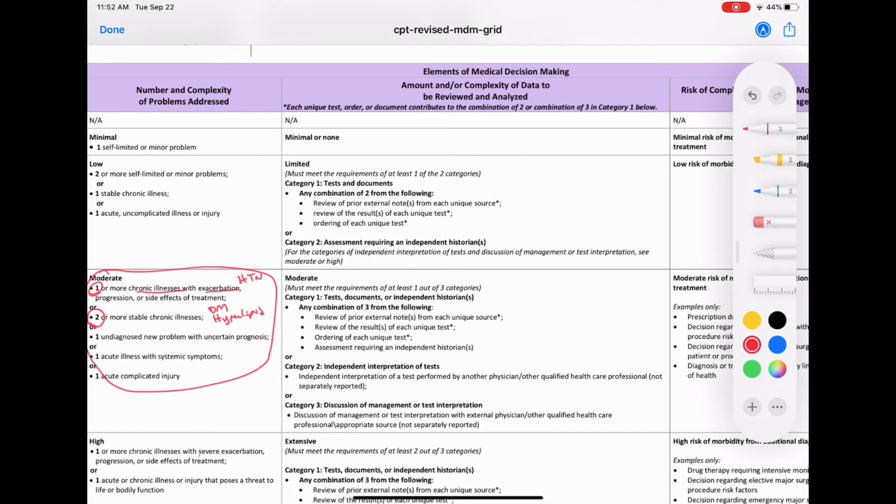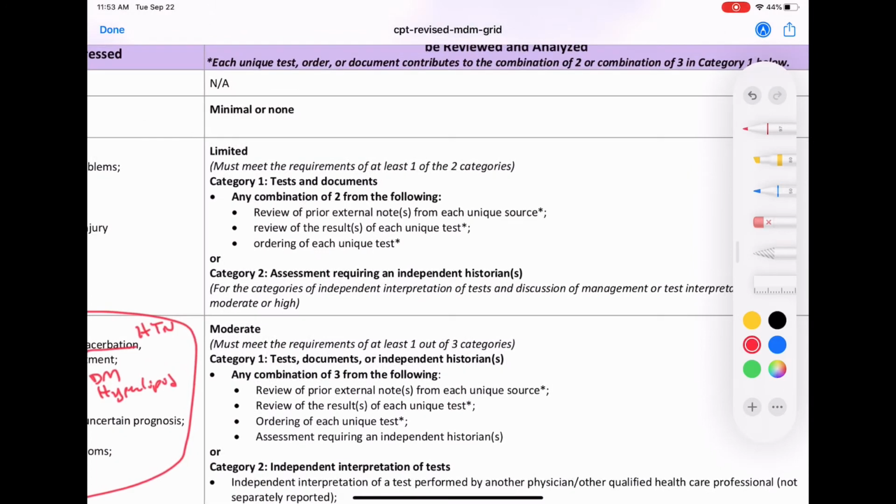Okay, let's go on to our next column. So how much data did we review? Was it minimal or none? No. Was it limited? Let's see. For limited, we have to meet the requirements of at least 1 of the 2 categories. And for category 1, because that's the category we're pretty much in, any combination of 2 from the following. So what did we do? We reviewed the A1C. So we did a review of a lab.